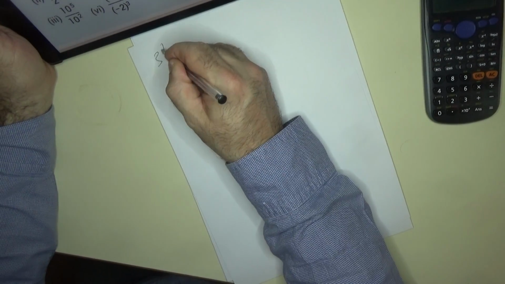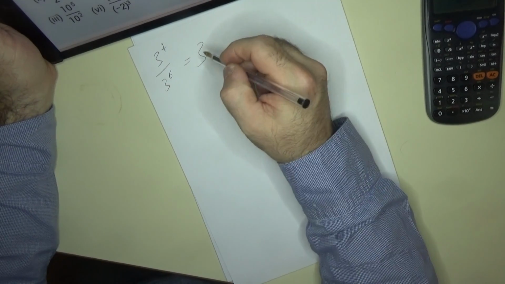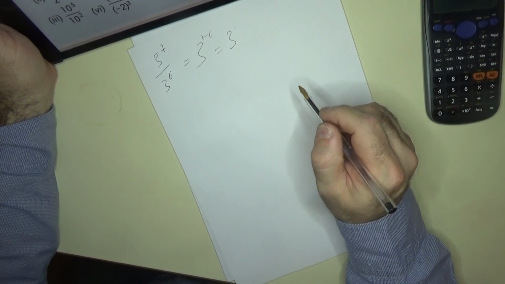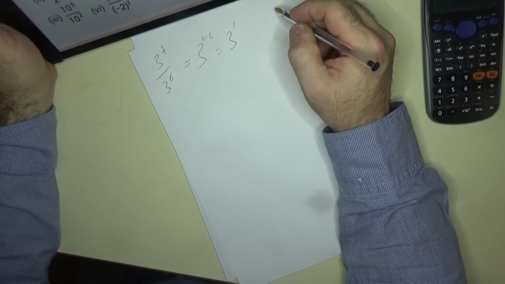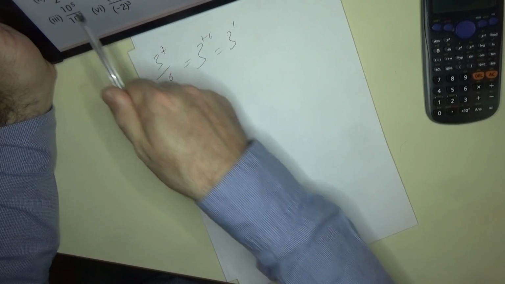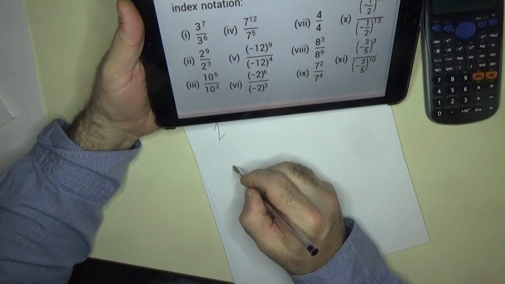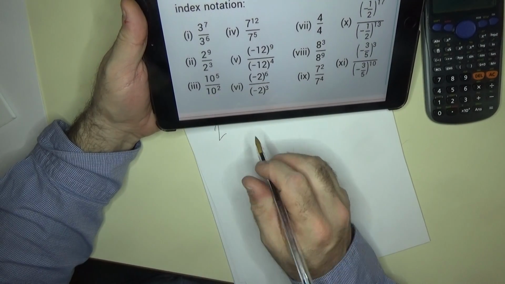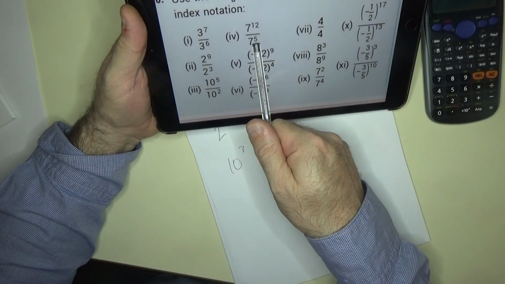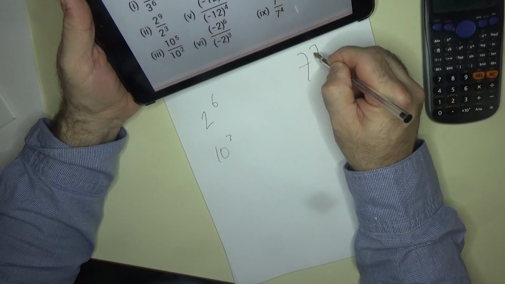So we have 3 to the 7 over 3 to the 6 equals 3. Okay, because 7 take 6 is 1, but you don't have to write 3 to the 1. 7 to the 12 over 7 to the 5. Let's work straight down. Next answer, 2 to the 6, 9 take 3 is 6. Okay. Next answer, 10 to the 5 over 10 to the 2 is 10 to the 3. 5 take away 2 is 3. 12 take away 5 is 7. So you get next answer up here is 7 to the 7.